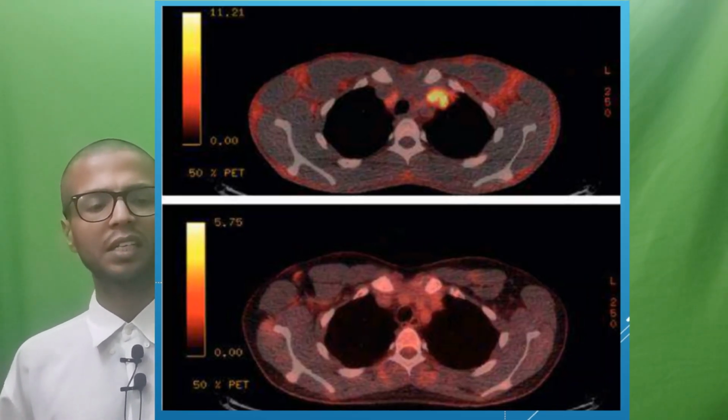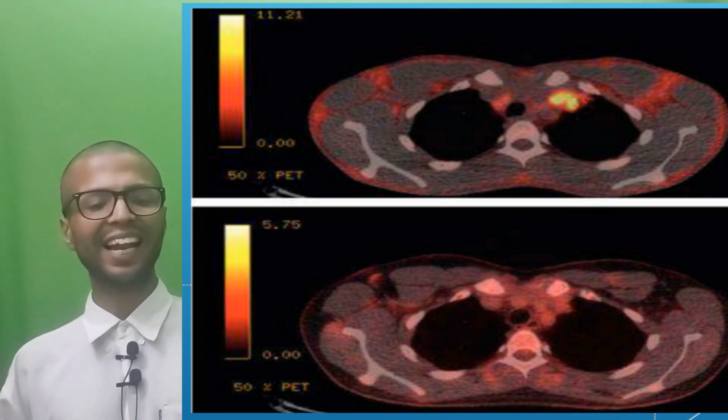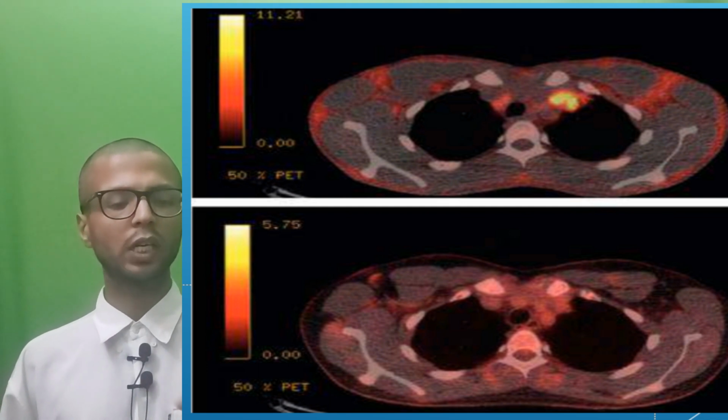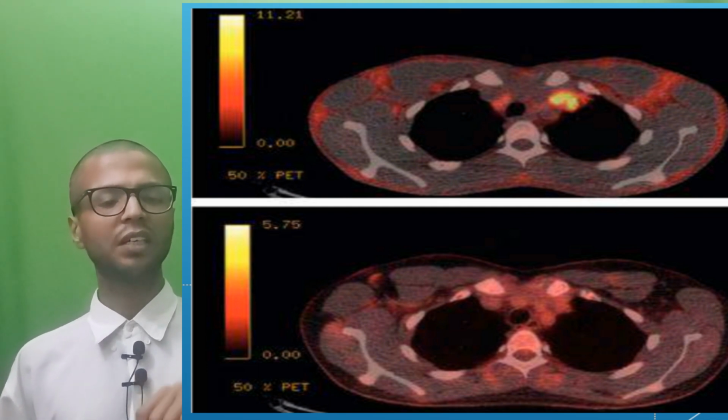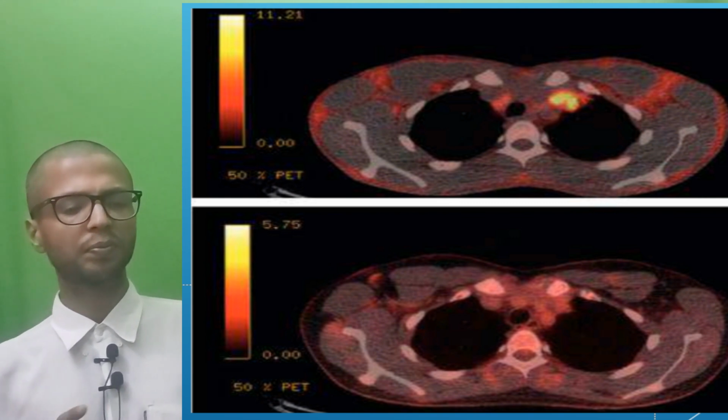Next is the CT PET scan. So this is PET scan, positron emission tomography. They give fluorodeoxyglucose and it lights up where there are highly metabolically active lymphoid cells, B cells, T cells. So here you can see the lighting up of the fluorodeoxyglucose in the mediastinal region.